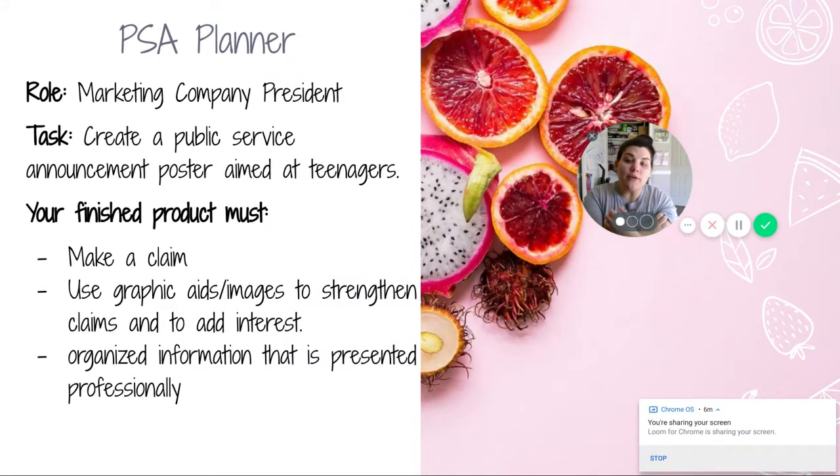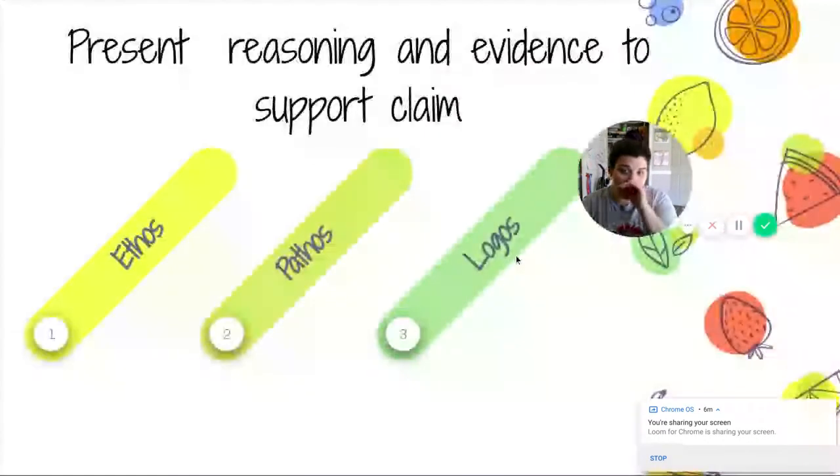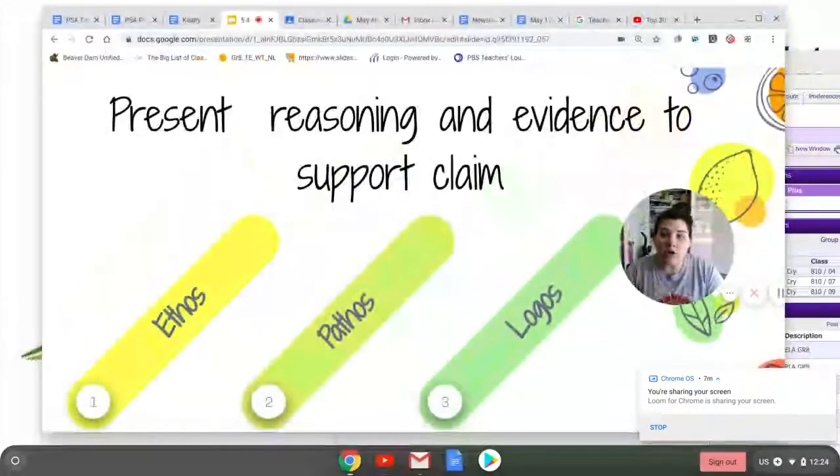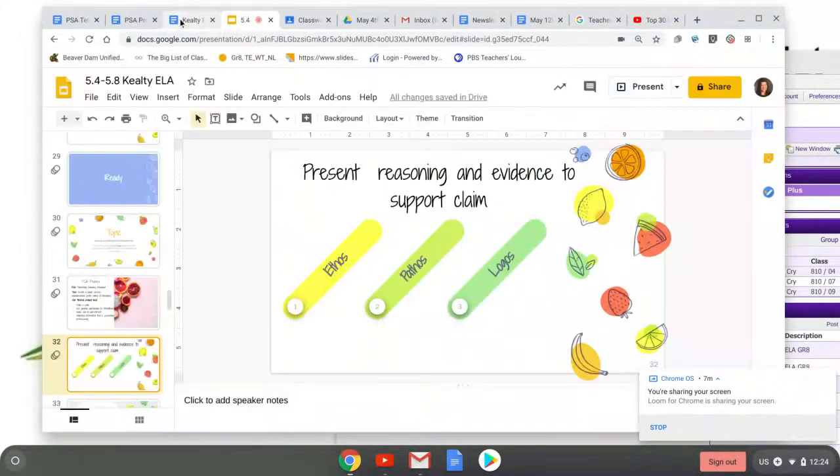And then your information is going to be organized and presented very professionally. One of the other things that you need to have is you need to present reasoning and evidence to support your claim in the form of ethos, pathos, and logos, which we have been talking about and we're going to talk about further. Okay, so let me go back to our planning sheet.